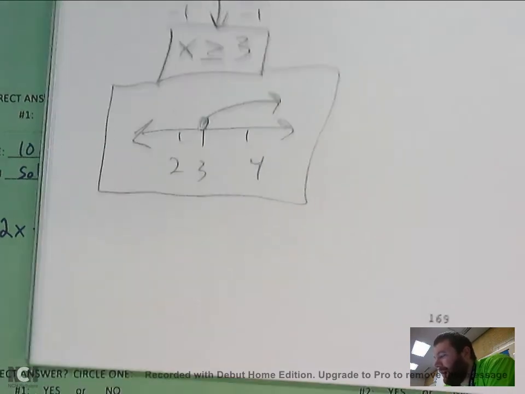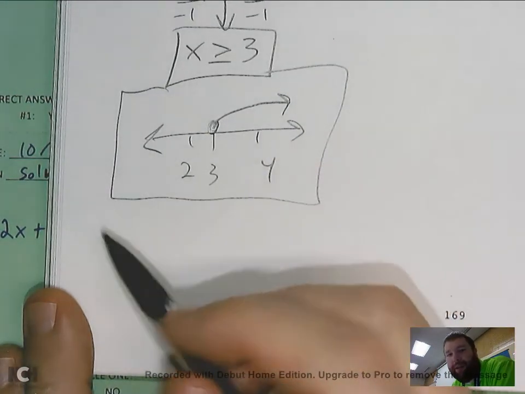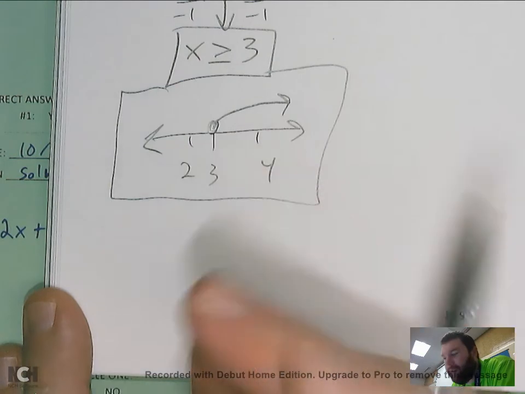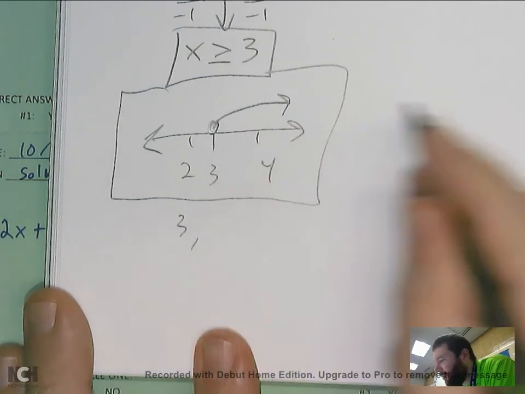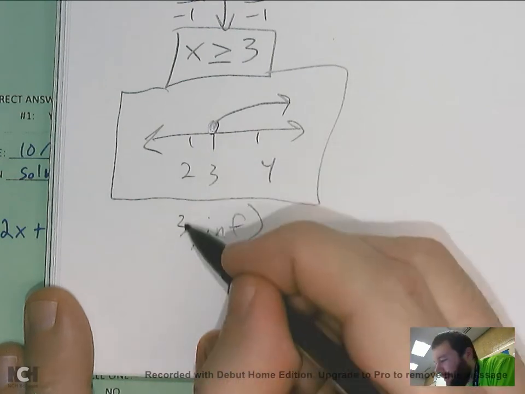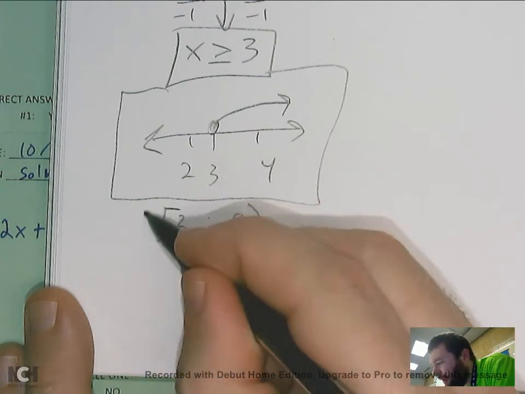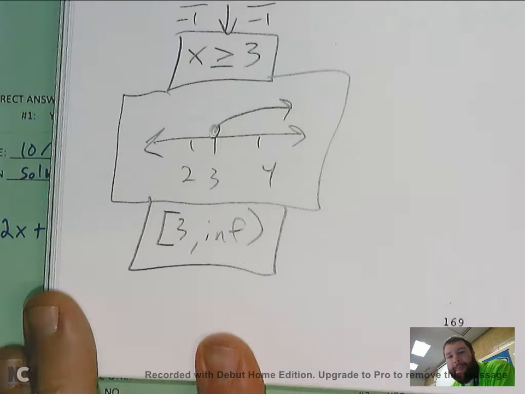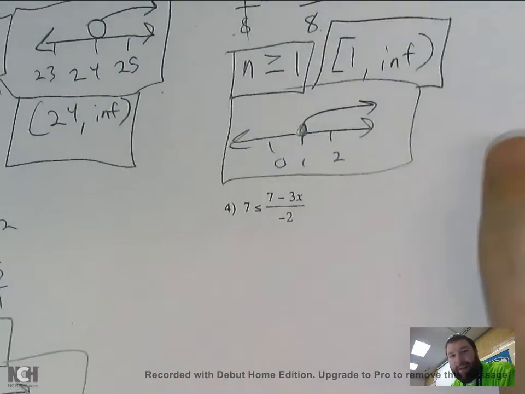And then my last answer, I do my interval notation. So the smallest number or the least number is 3. Greatest number is going to be positive infinity. Infinity always has a parenthesis. 3 is a closed circle, so it's going to have a bracket. Okay? All right. Let's look at our next one.